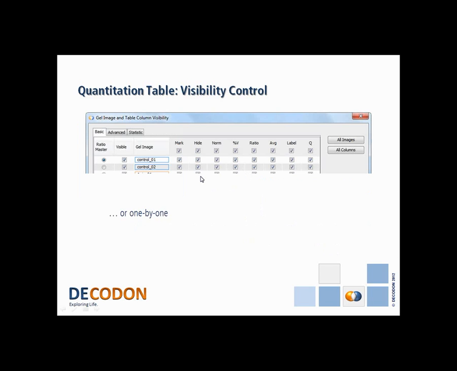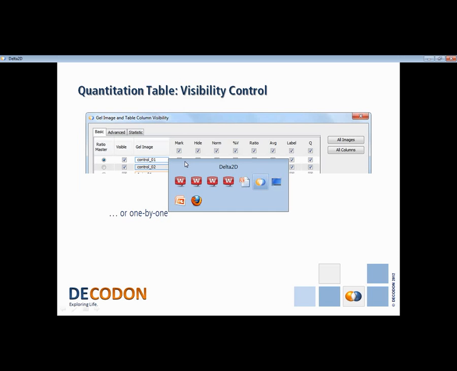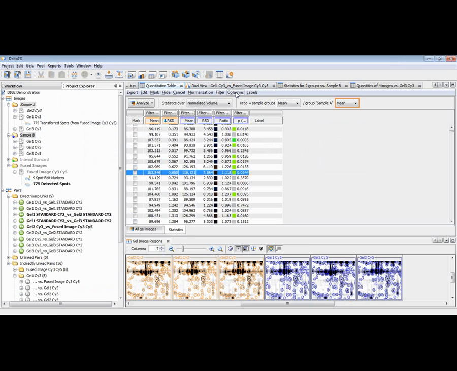Visibility control, I have shown this in this dialog. You can also do this one by one for each single column in the quantitation table. There is a menu item columns, and here you have access to all the available columns, and you can activate or deactivate the visibility of each single column here as well.